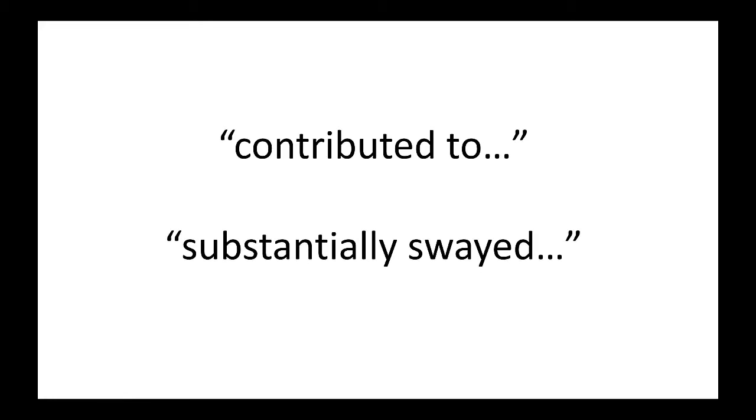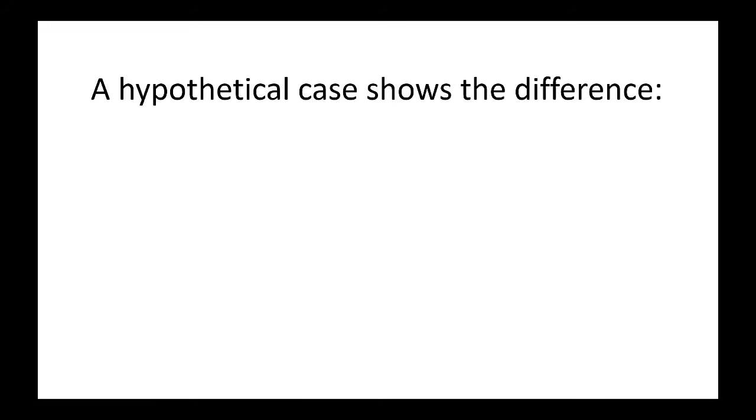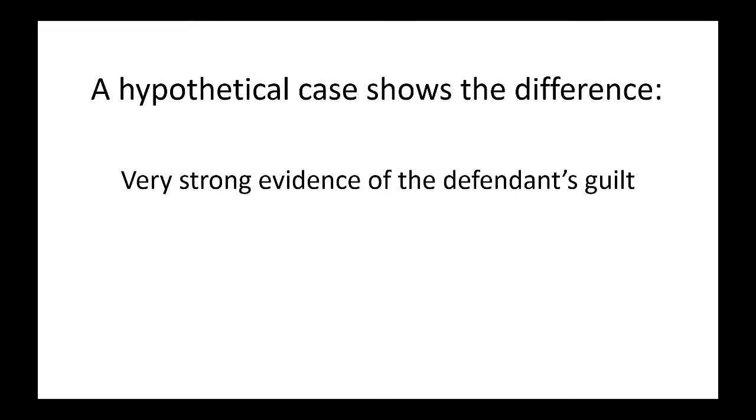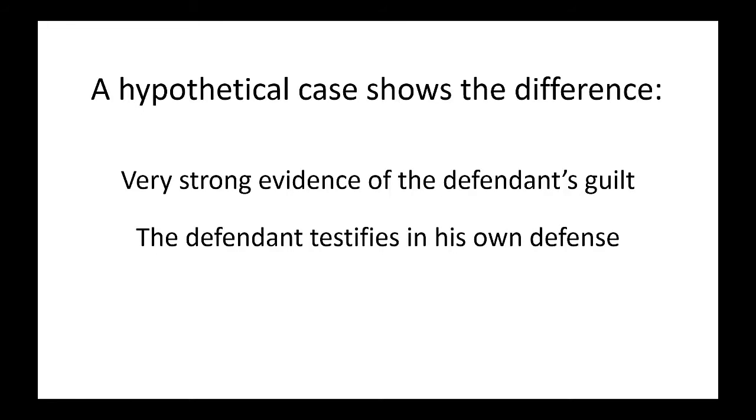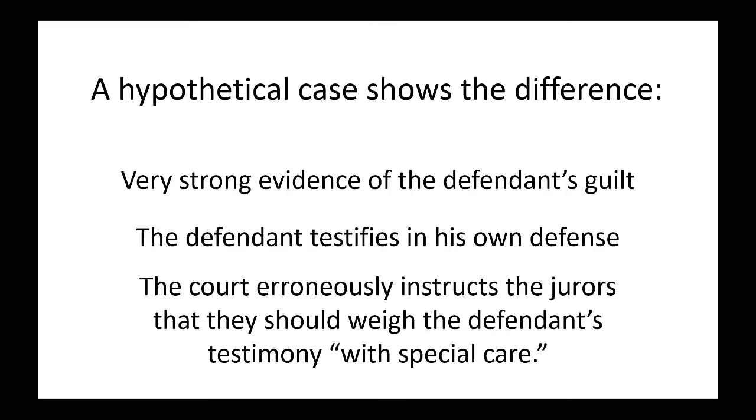Now, that last point that I made might seem like a little bit of an arcane distinction, so let me give you a hypothetical case that will show you the difference between these two things. Think about a trial in which the prosecution presents very strong evidence of the defendant's guilt. Some forensic evidence, calls a bunch of eyewitnesses, and so on. And also imagine that the defendant chooses to take the stand and testify in his own defense at the trial. And then imagine that the trial court tells the jurors, before they deliberate, that they should weigh the defendant's testimony with special care, because a defendant, unlike any other witness, faces a unique risk of criminal conviction and incarceration.